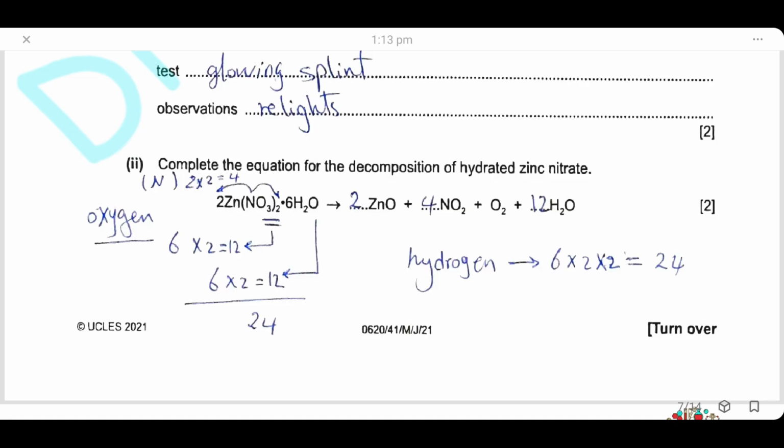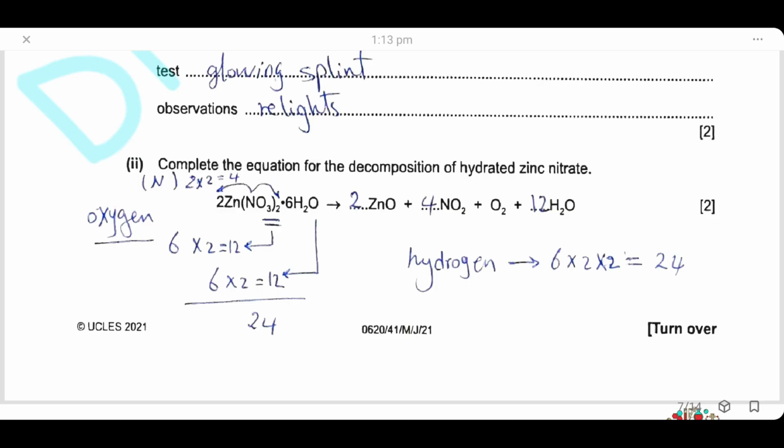Then for nitrogen, nitrogen here in the nitrate part, it's 2 nitrogen multiplied by 2 from the outside of the whole molecule, so nitrogen will be 4. In the product side, nitrogen dioxide, we will multiply by 4.